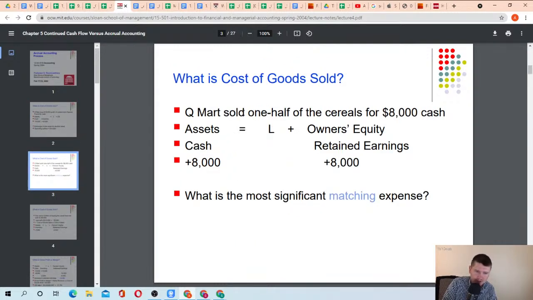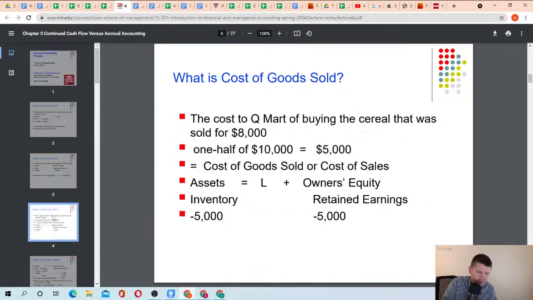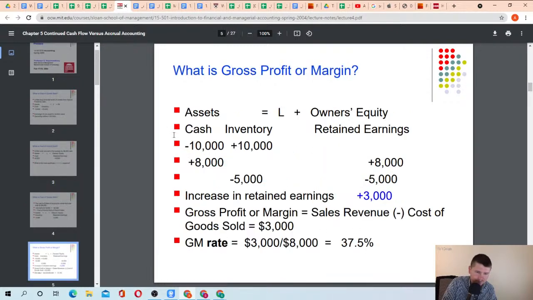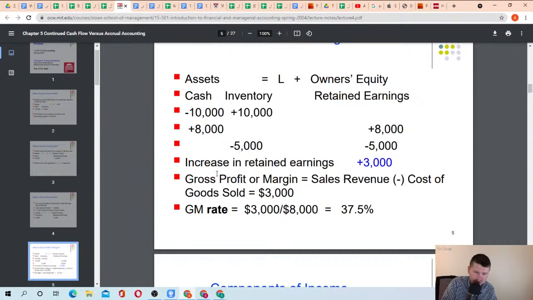What else do we have here? So we sold half for 8,000. We got 8,000 cash. We credit 8,000 to revenue, which then goes into retained earnings. We figure out the cost, 5,000. Then we calculated that the increase in retained earnings is 3,000. Here we got 10,000 worth of inventory for 10,000 cash. Then we sold half for 8,000, so we reflected 5,000 as cost of sales.